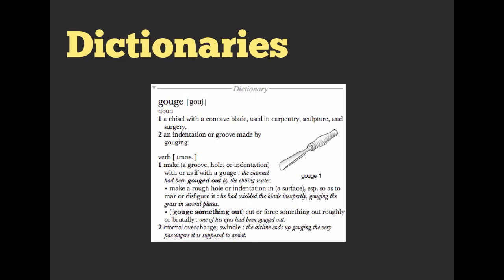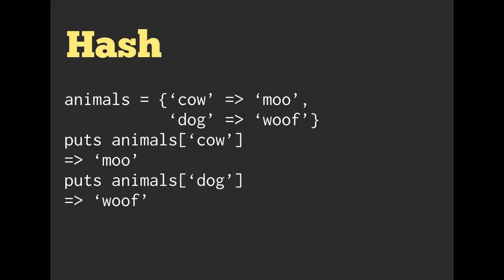You know, we didn't know what the definition for gouge was, so we looked up a keyword of gouge, and we got the definition of a chisel with a concave blade used in carpentry, sculpture, and surgery. So similarly, we can use a hash in Ruby. We have these keywords that we have on the left, and we have a hash rocket pointing at the value. And hashes are going to be embraced in these little curly braces.